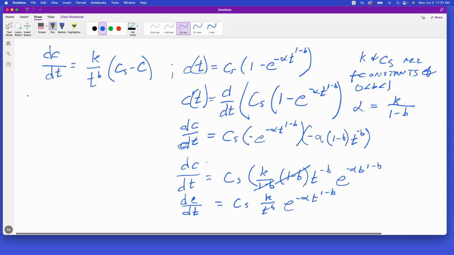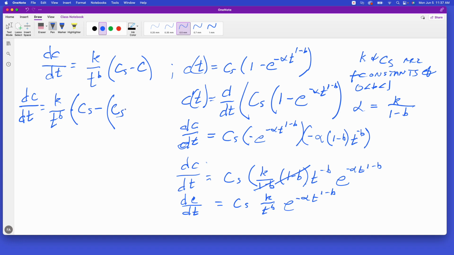So I can rewrite this as dC/dt is also equal to k over t to the b, which I actually have right there, times C sub s minus the original function here, which was C sub s, and I should actually put this in parentheses like this, C sub s times (1 minus e to the negative alpha t) to the 1 minus b. All right, that's getting a little messy there, so I'll just put a little curly line there.